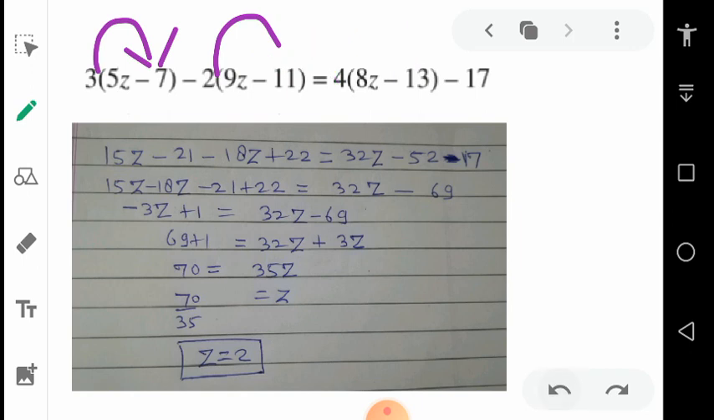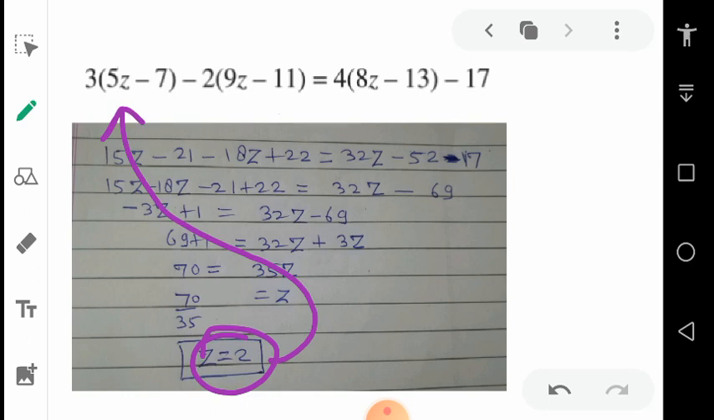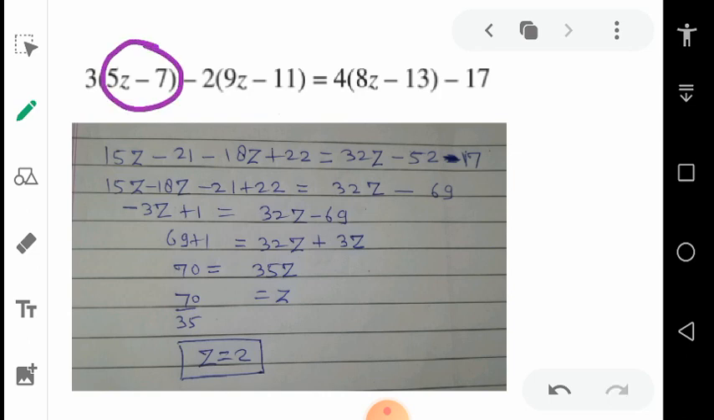Again, for cross checking you can put z equals 2. This value is kept here, this value is kept here, and also here. So wherever z is there you have to write 2. Let's see how. Now z is 2, so inside the first bracket if we write z equals 2, it is 5 times 2 is 10, 10 minus 7 is 3, and 3 times 3 is 9.